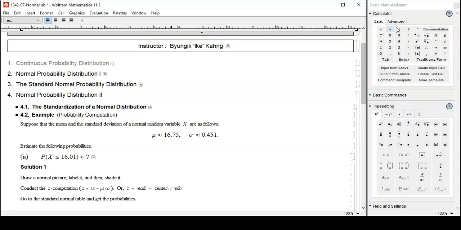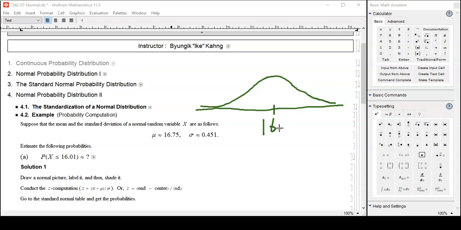Okay, here we go. Let me turn on the graphics mode. All right, step 1, draw a normal picture. Okay, I'm drawing a normal picture. It doesn't have to be perfect. Anything reasonable will do. Outline, and then the center, and that is 16.75. That's the mean. Is that clear to everybody? Yes, 16.75.